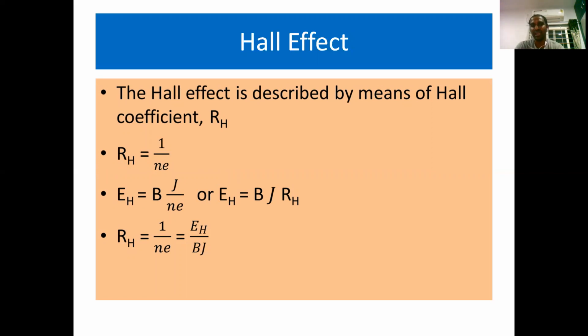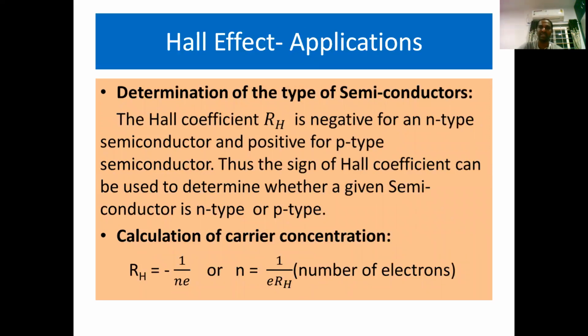The expression for RH is 1 by Ne if it is an n-type semiconductor, or RH is equal to 1 by Pe if it is a p-type semiconductor. You know EH is equal to B into J by Ne. As a result, RH is equal to 1 by Ne, that equals EH by BJ. EH is the Hall field or Hall voltage, B is the magnetic field, and J is the current density.